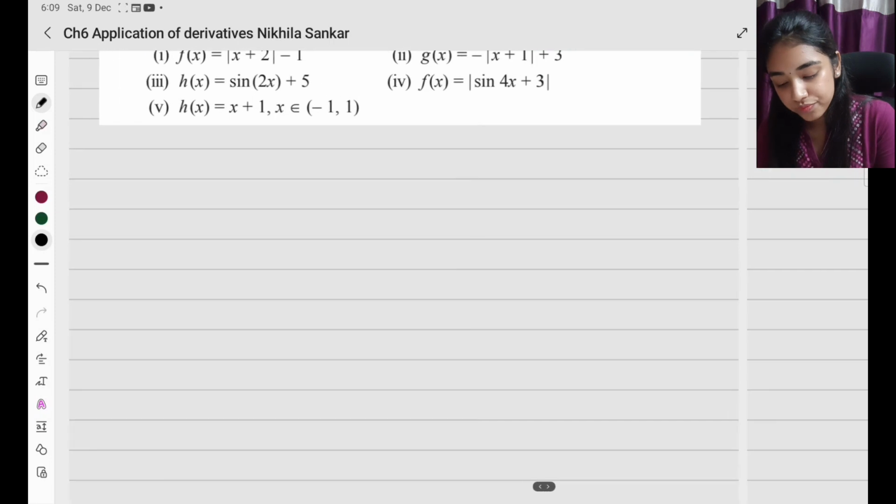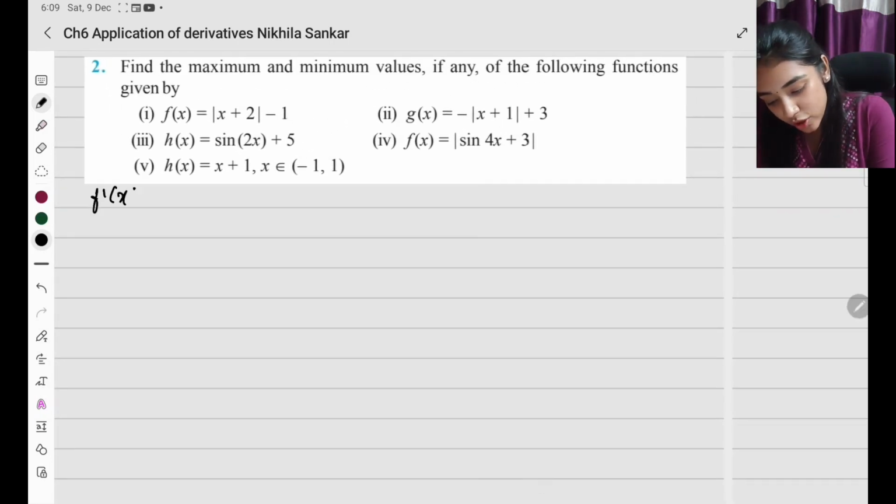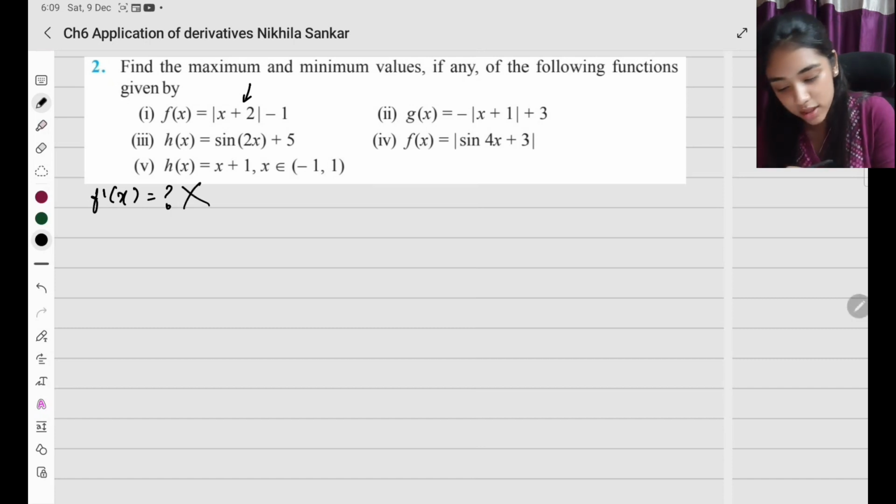Question number 2. Now in this case I'm dealing with mod functions. So you cannot find your f dash of x for a mod function. So what are we going to do? We are going to use Method 2, the method that I used in question number 1. Okay, so this is not the method I'm going to use.